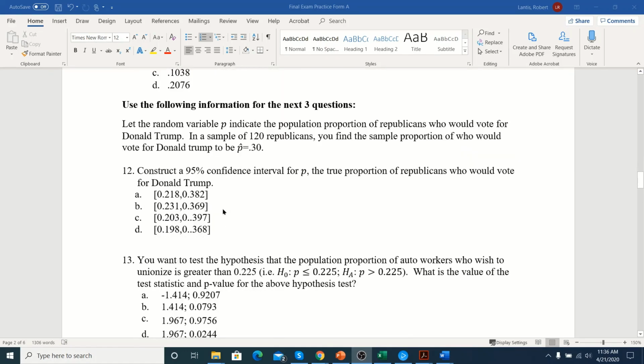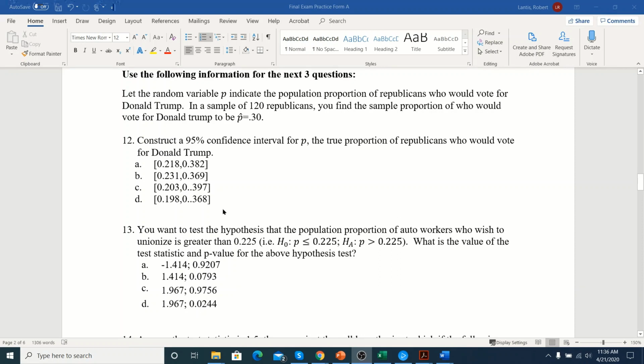All right, a couple more we'll work through here. So let's say on number 12, I want to find a confidence interval for the proportion of people who are going to vote for Donald Trump. I take some sample. I find the sample proportion is 0.3, so 30% of people, and this is of 120 Republicans, so I've got my sample size as well.